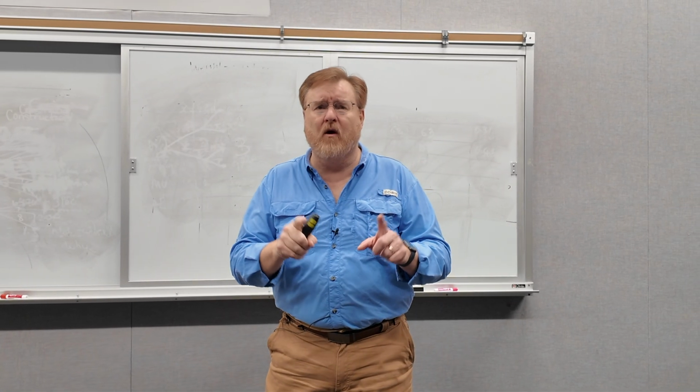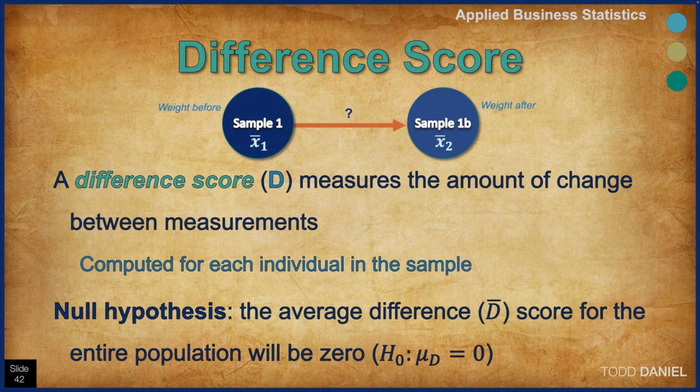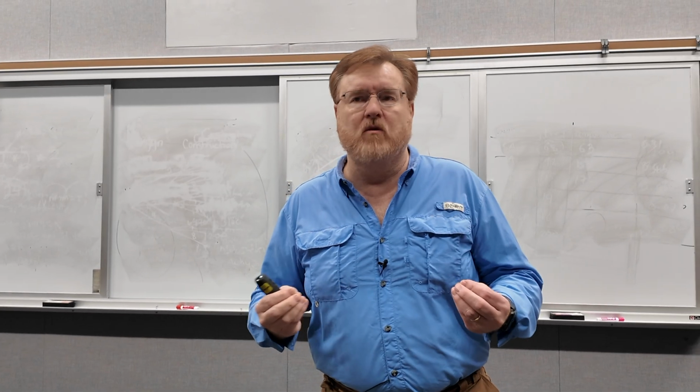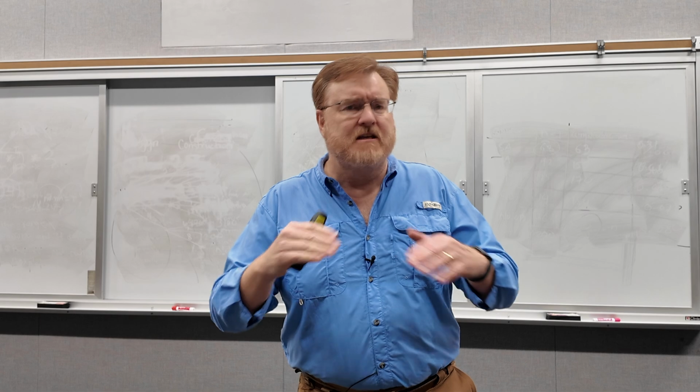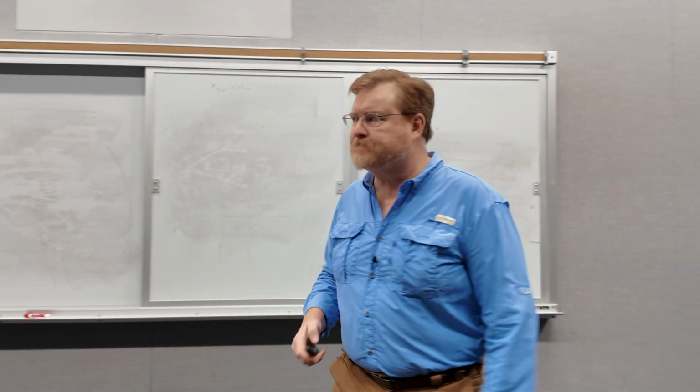Our difference score is looking for the differences within those pairs. The null hypothesis is that the average difference, collect all the difference scores, add them up, divide by n, the average difference score in the population will be 0, or H sub 0 colon mu sub d equals 0. That the overall difference will be washed out. Some will increase, some will decrease, but overall it's going to be a wash.